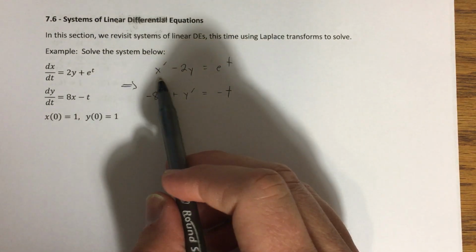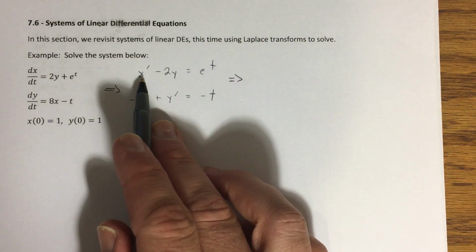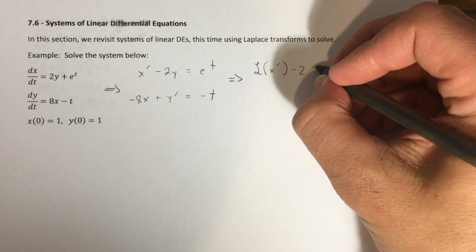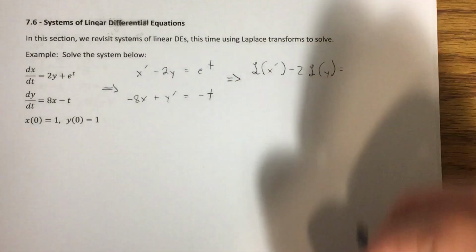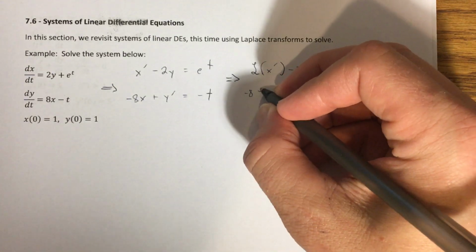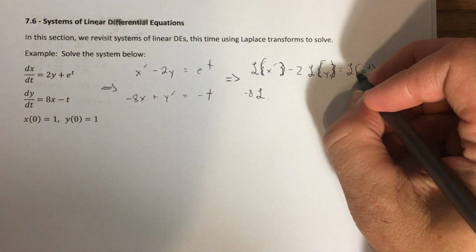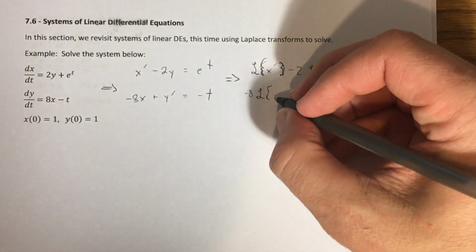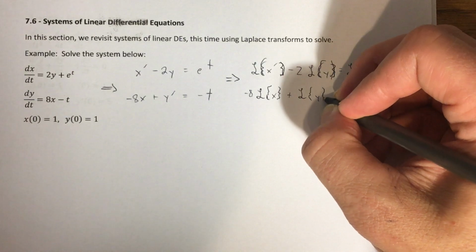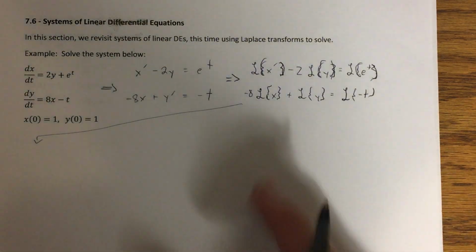Now what I'm going to do is take a Laplace transform of both sides in each of my equations here. Let me just go ahead and write that. The Laplace transform of x prime minus 2 times the Laplace transform of y will equal the Laplace transform of e to the t. And over here, negative 8 times the transform of x plus the transform of y equals the transform of negative t. I should be using curly brackets here instead of parentheses. Got to be consistent. Okay, so let's bring this down here. We can evaluate all of these directly.